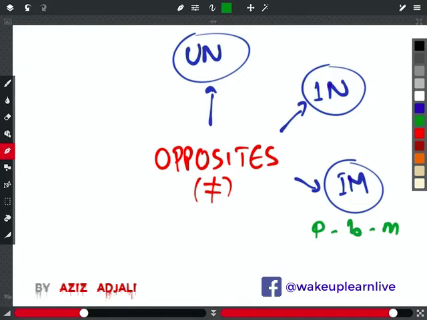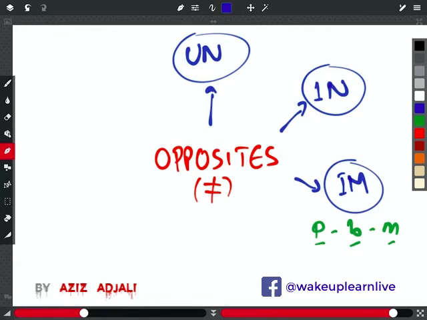Like in here we have imperfect, starts with p. We have imbalance, starts with b. We have immoral, starts with m. So most of the words starting with these letters we have im as the prefix to make the opposite.